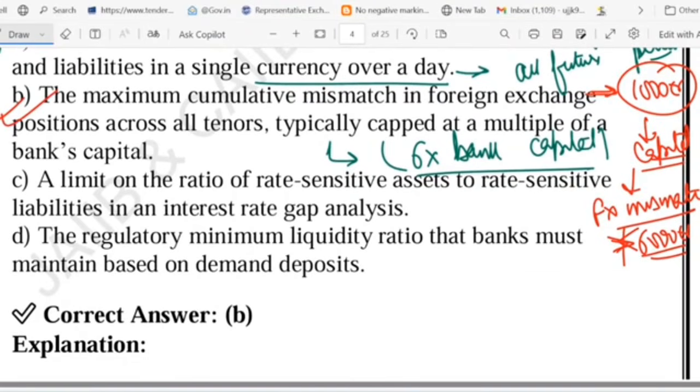What about option C? A limit on the ratio of rate sensitive asset to rate sensitive liability in interest rate gap analysis. This is wrong. Basically that is part of interest rate risk analysis, not FX gap. Here we are dealing with foreign exchange gap. What about option D? The regulatory minimum liquidity ratio that a bank must maintain based on demand deposit. Again this is wrong, because this is about liquidity management, like SLR, CRR, not foreign exchange.